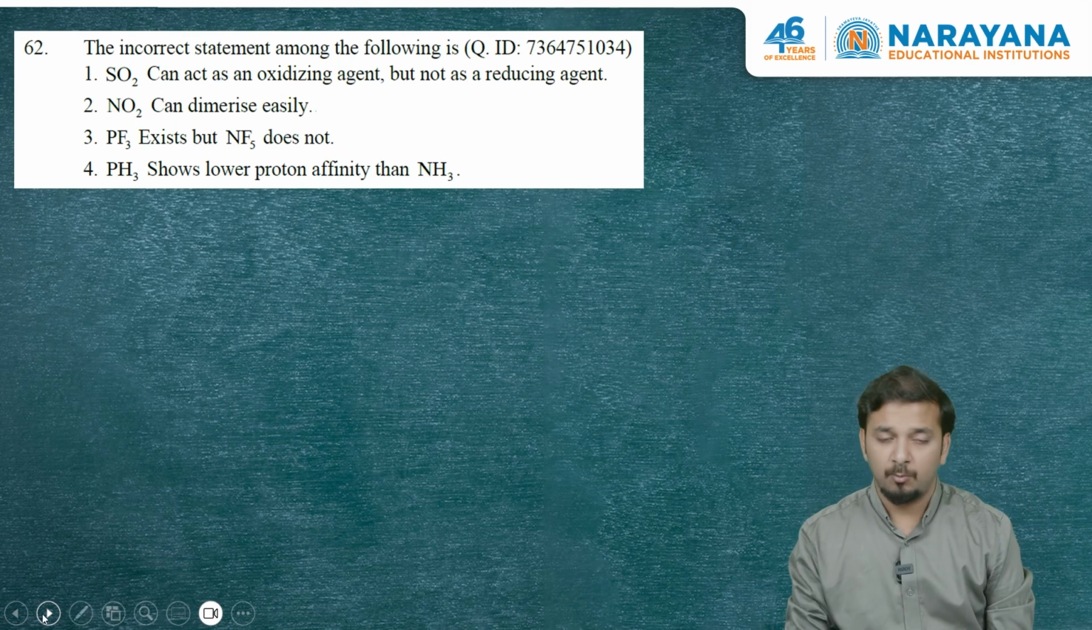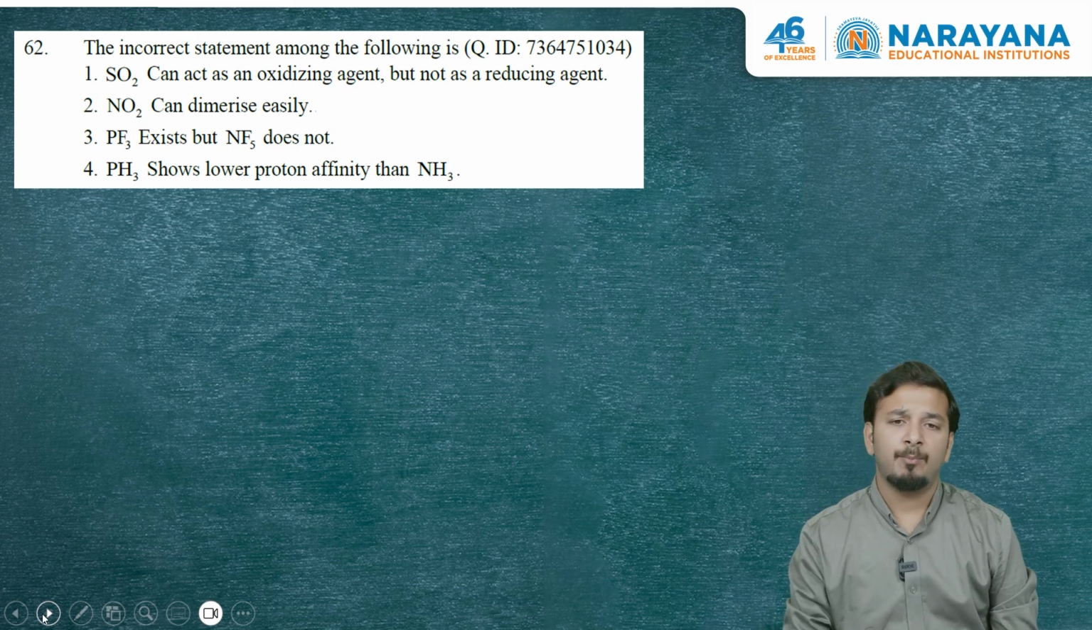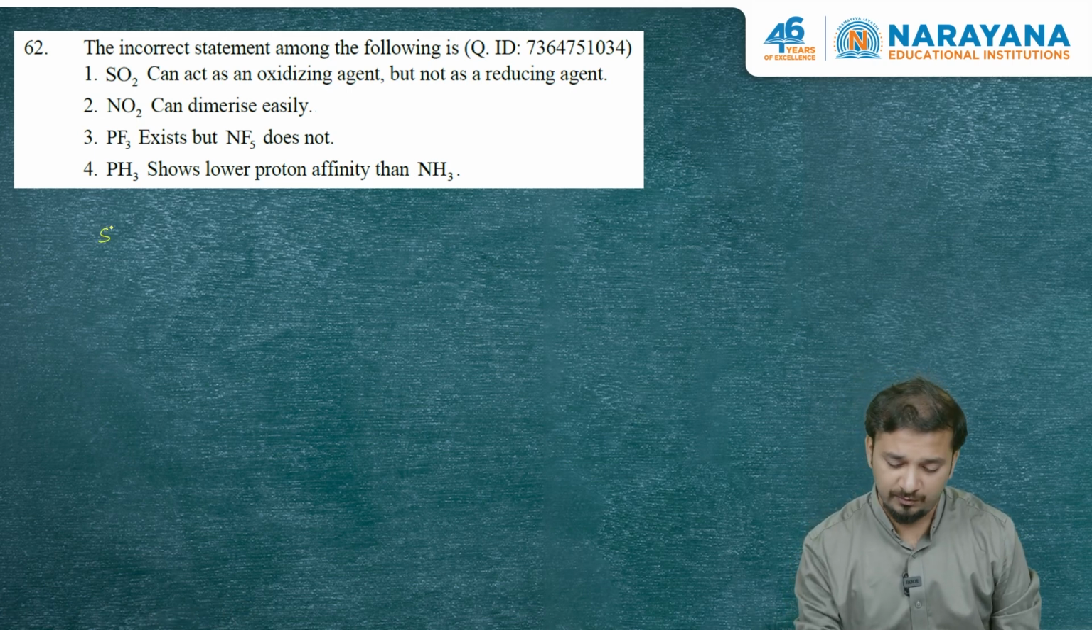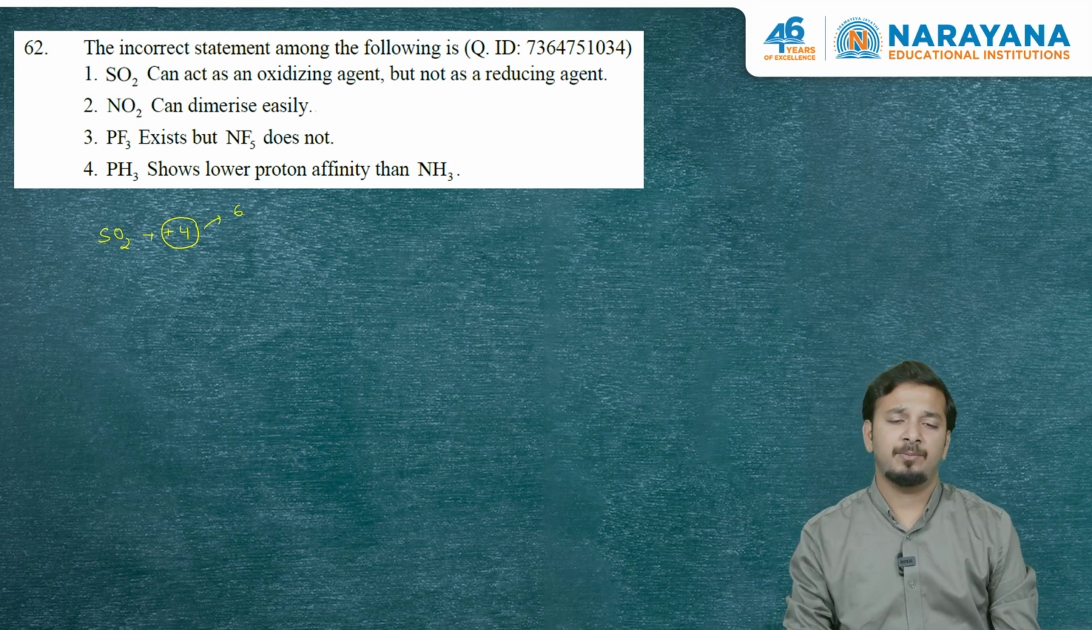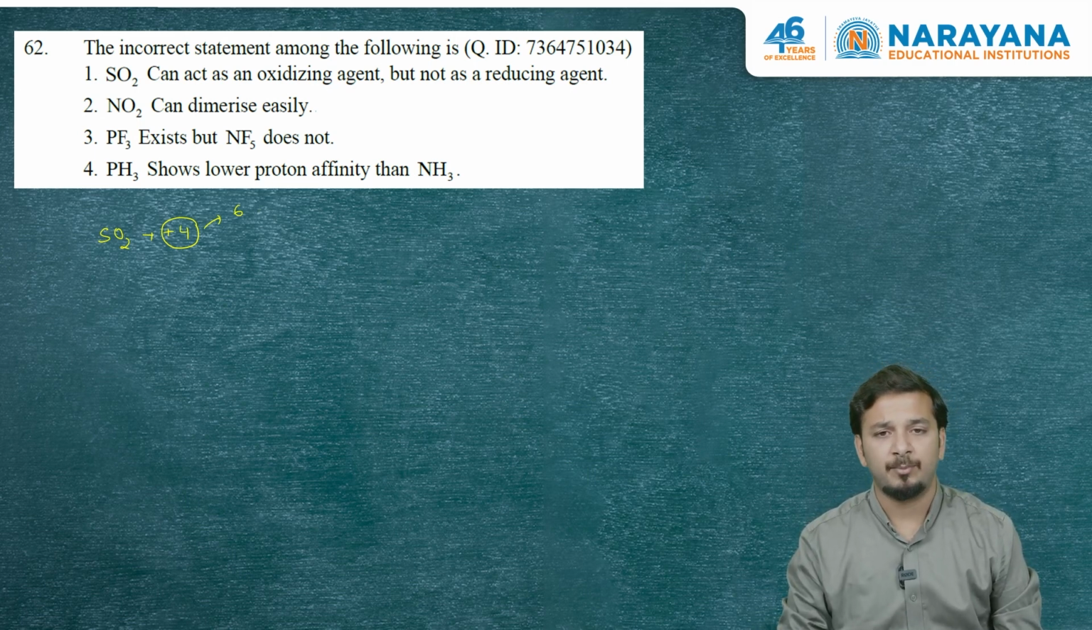Okay. Moving to next question. The incorrect statement among the following is. First statement says SO2 can act as an oxidizing agent but not as a reducing agent. So this statement itself is correct. SO2, the sulfur oxidation state in SO2 is +4, and we know that maximum oxidation state for sulfur is +6. So sulfur can get oxidized and it can behave as a reducing agent. So that statement is incorrect.